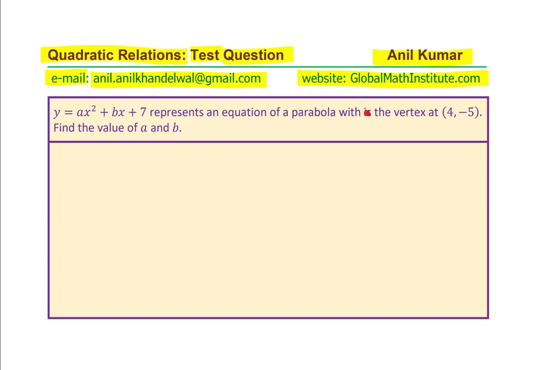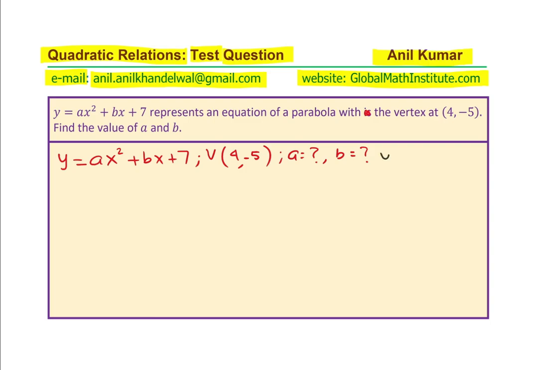So, in this question, we are given that the equation is y equals ax squared plus bx plus c. We are also given that the vertex is at (4, -5). And what we need to do is to find the value of a and b. Given the vertex, it is a good idea to start with the vertex form, natural. Right? So we'll go with the natural flow.